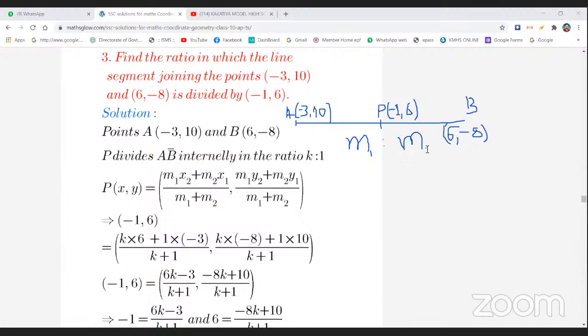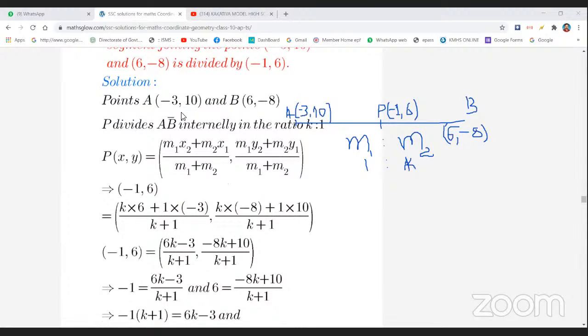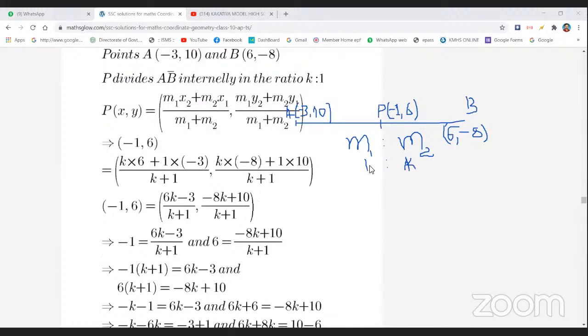Usually here we need to consider 1 is to k. Whenever a problem asks to find the ratio, we should take 1:k. Usually we need to take 1:k. 1 is nothing but M1, k is nothing but M2. So let us substitute all these known values in the given formula. Here according to the problem they took k is to 1, so we can take k is to 1.